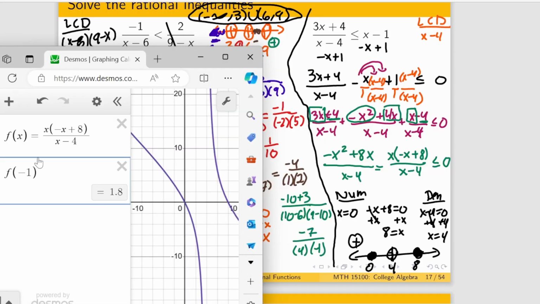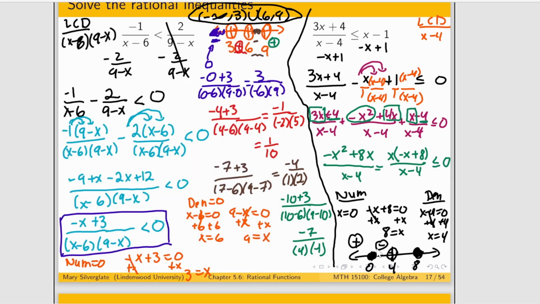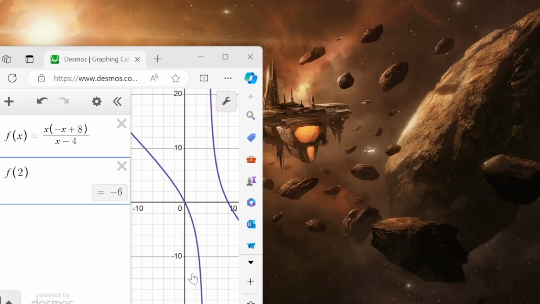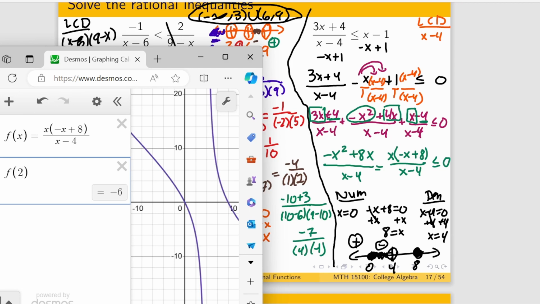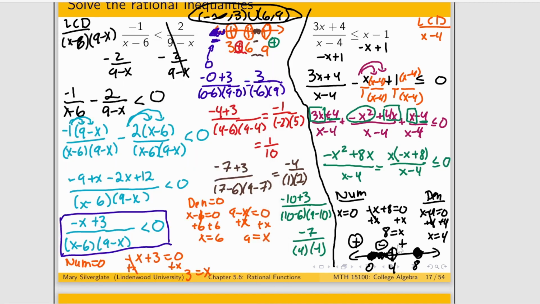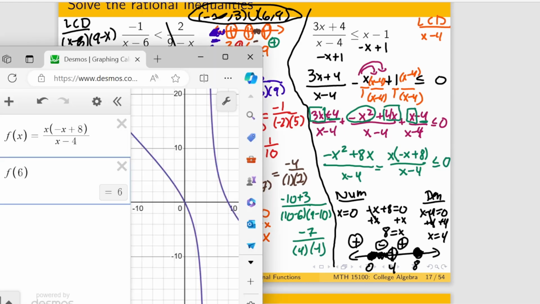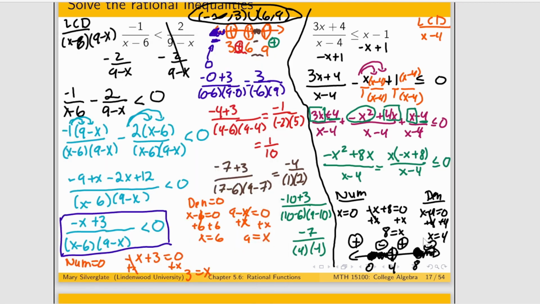If you're going to use it on the calculator here, I would still note somewhere on my paper, okay, I plugged in negative 1 to test stuff to the left of 0. Then you want to plug in something in between 0 and 4. I don't know, like 2. That's a negative 6. And I do want to include negative numbers, so I'm going to shade in between there. Then you want to pick something between 4 and 8. I don't know, something like 6. That's a positive number. Since I want less than or equal, I don't want to include that. And then you want to pick something to the right of 8. Something like 9. That's a negative 1.8, so that's a negative number, so I do want to include that.